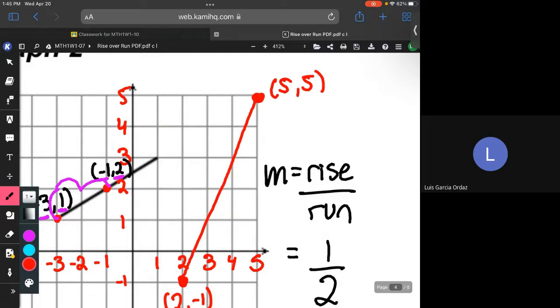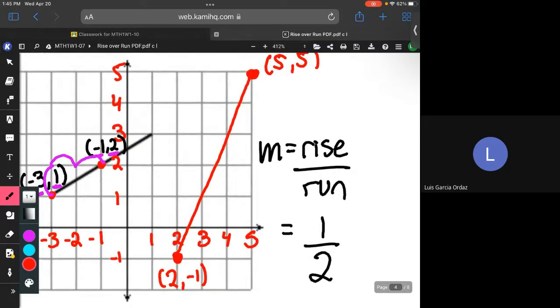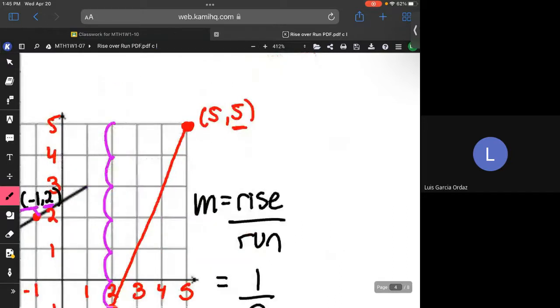So there's an option to count the ones in the middle. So you don't have to do it. So my first y value is -1, and my second y value is 5. So to get from -1 to 5, I have to basically add 6 or go 6 units up. 1, 2, 3, 4, 5, 6. So my rise over here is going to be 6.